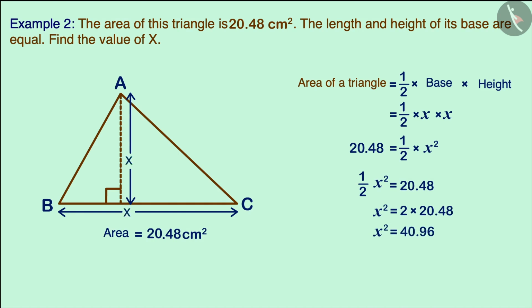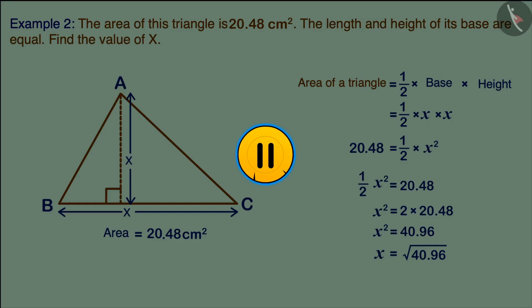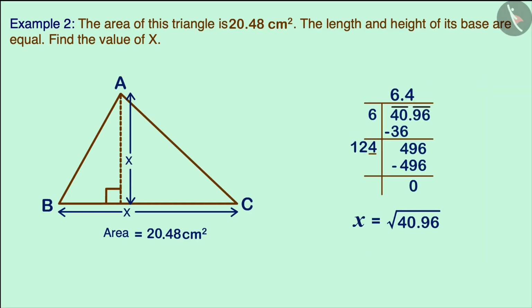To find the value of x here, we have to find the square root of 40.96. You can pause the video here and find the square root yourself. We get the square root of the number 40.96, that is the value of x, as 6.4. Therefore, the height of the triangle and the length of its base are 6.4 centimeters.